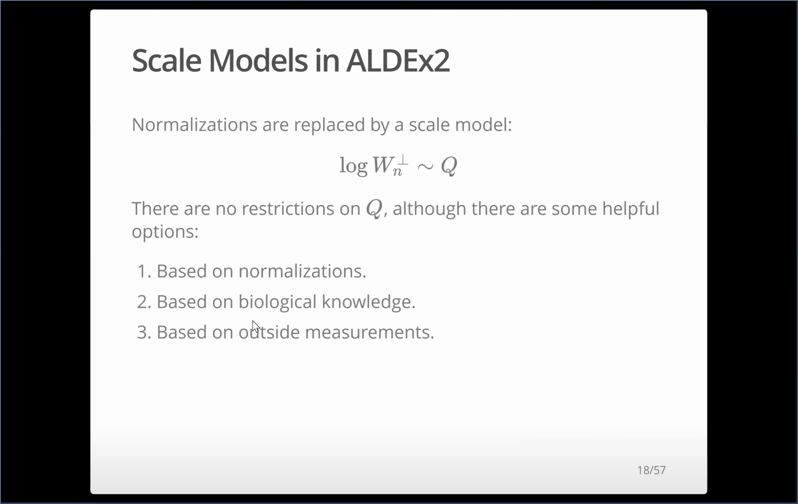So the scale models can be based off anything, and they could include normalizations. They could include biological knowledge. Maybe we have reason to believe that the antibiotic we gave in our example decreases microbes by 10%. We could incorporate that knowledge. Maybe we have some estimate from flow cytometry that can help guide us on how the scales differ. So we're going to show how we can use this information within ALDEx2 rather than relying on the normalization.